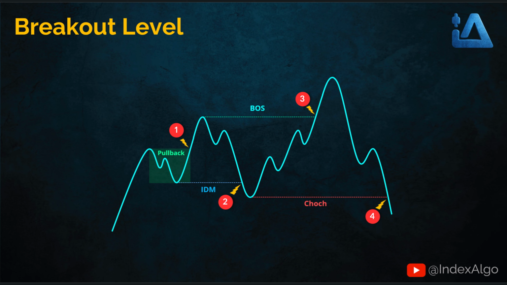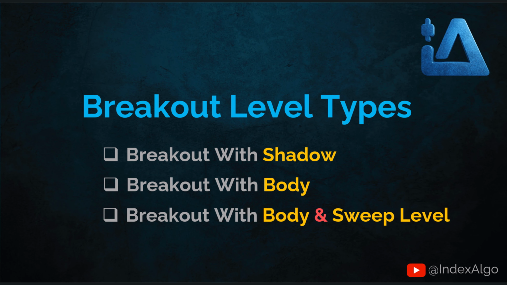But here's an important question. In candlestick structure, what exactly does a level break mean? Because candles have both bodies and wicks, it makes a big difference whether price just moves through a level with the wick or actually breaks it with the body. In candle structure, a level can be broken in 3 different ways: breakout with shadow, breakout with body, and sweep level. In the indicator settings, you can choose the breakout type for each level.